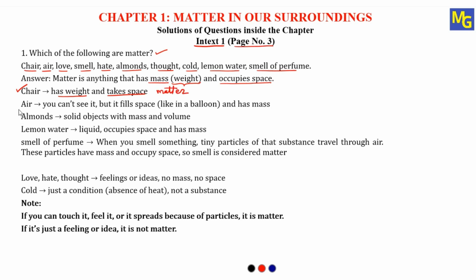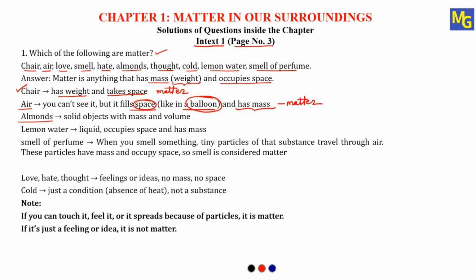The next one is air. You cannot see air, but it fills space. Remember this. Air we cannot see, but it fills space, like a balloon. If you take a balloon and blow air into the balloon, you can see the size of the balloon increases. And if you keep that blown balloon on the weighing machine, you can see a change in the mass. Therefore, air also has some mass and it occupies space. Therefore, this also comes under matter.